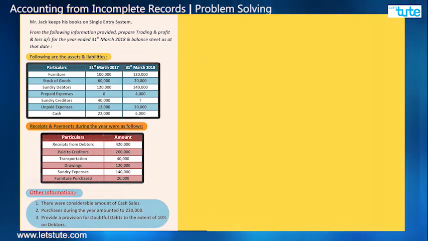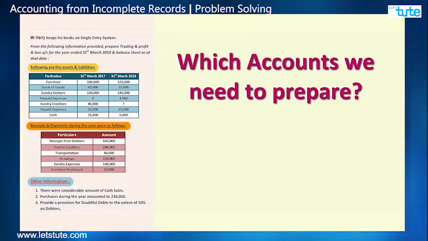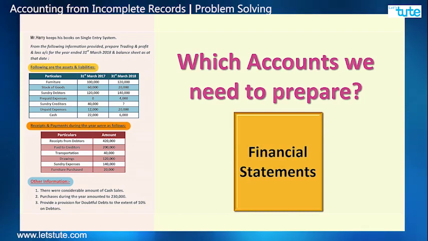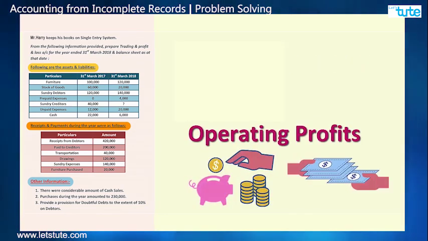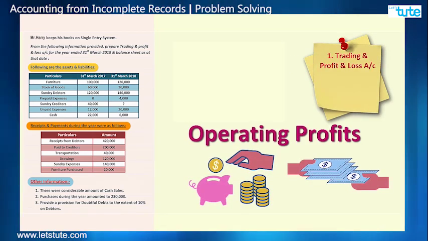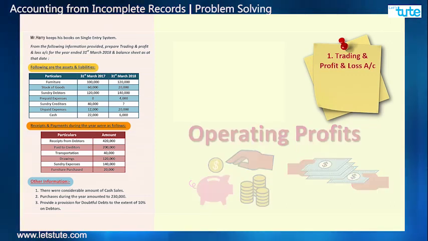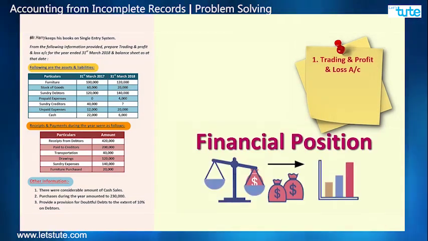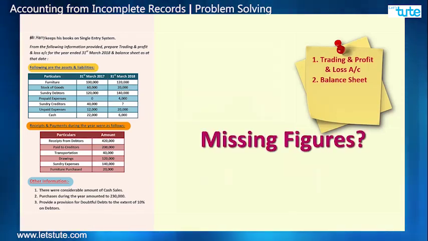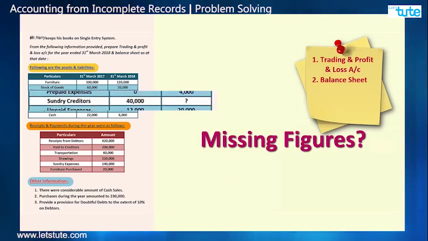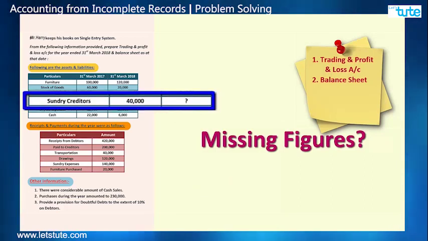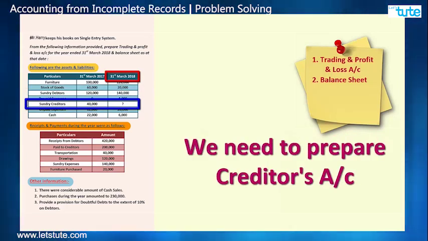So what do you think, which accounts we need to make for preparing financial statements? To know the operating profits, we will require trading and profit and loss account. And to know the financial position, we will need balance sheet. These are for the financial statements. But what about the missing figures? Like here we can see we do not have information about creditors for the current year. Hence we need to prepare a creditors account.